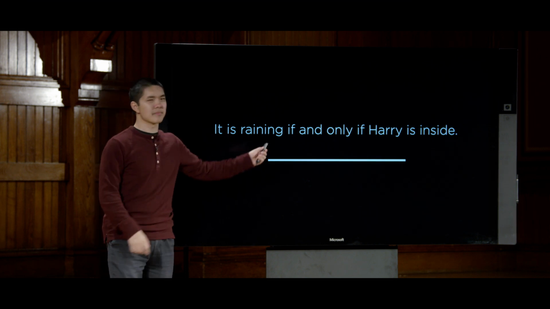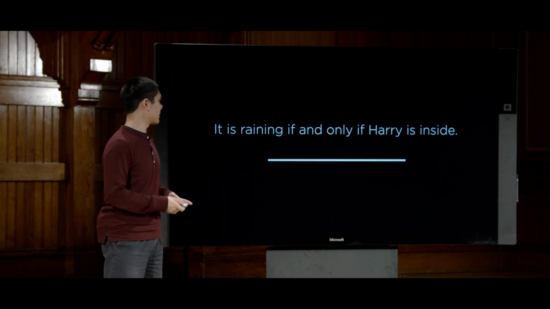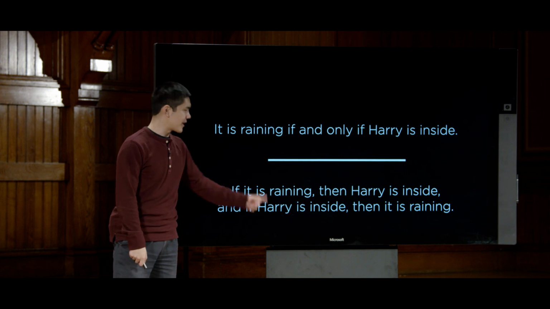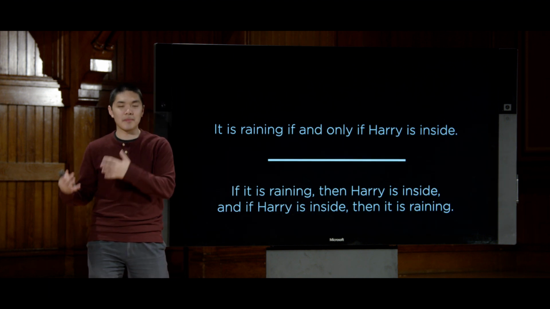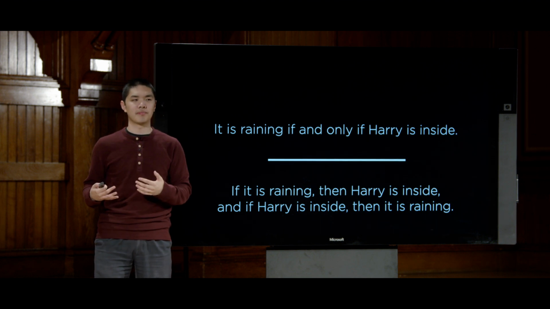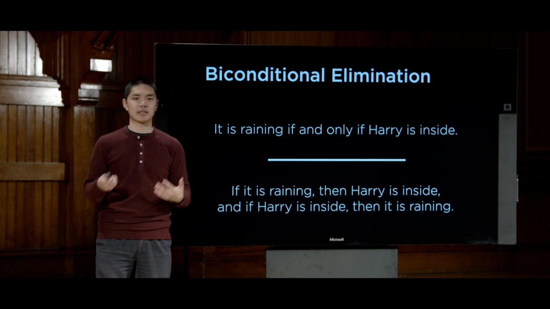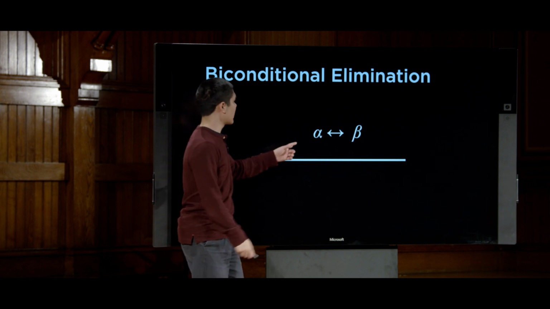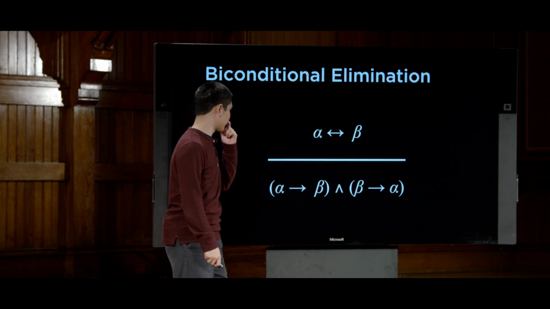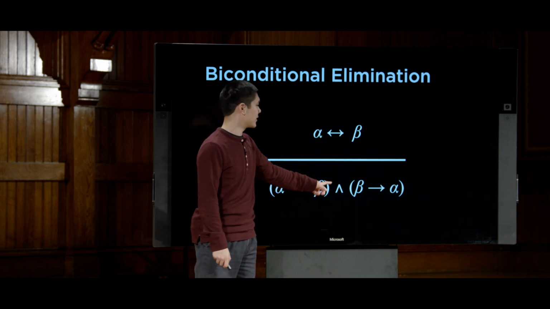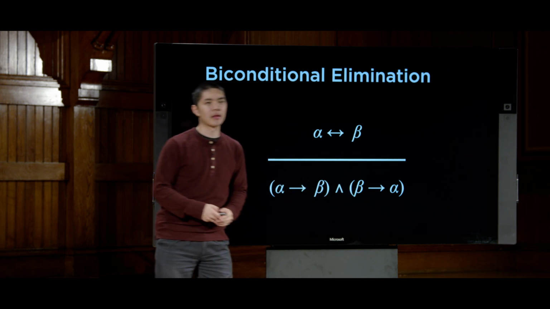And what does this actually mean if we were to translate this? Well, this means that if it is raining, then Harry is inside. And if Harry is inside, then it is raining, that this implication goes both ways. And this is what we would call biconditional elimination, that I can take a biconditional, A if and only if B, and translate that into something like this. A implies B, and B implies A.